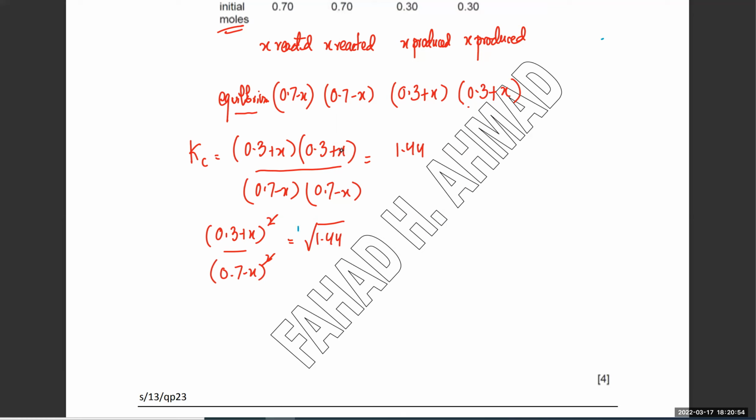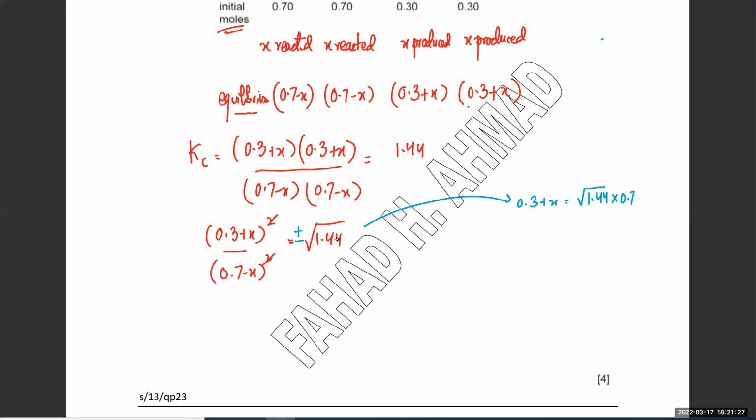Whenever you take an under root, you get two values. You get a plus and you get a minus. So X is going to have two values. One of them has to be solved using plus 1.44 under root. The other one is going to be solved using minus 1.44 under root. So take this, it's 0.3 plus X. Taking it to the other side, I'm taking plus 1.44 under root, so plus 1.44 under root into 0.7.